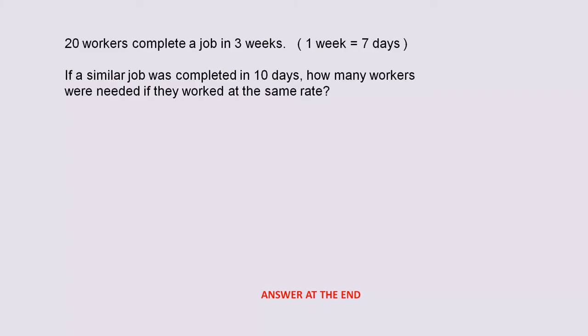20 workers complete a job in 3 weeks, where 1 week equals 7 days. If a similar job was completed in 10 days, how many workers were needed if they worked at the same rate? Now in the next 4 slides I'll start giving the answers, and remember you can try and work them out yourself before you see the answers, and pause the video at any time.